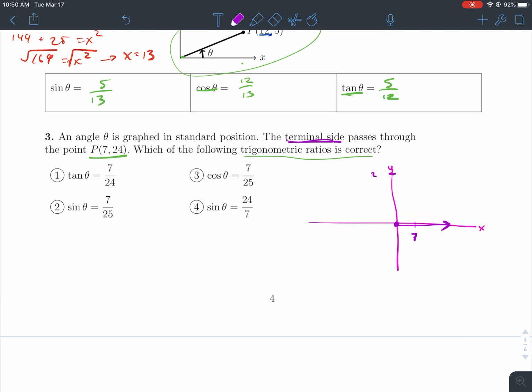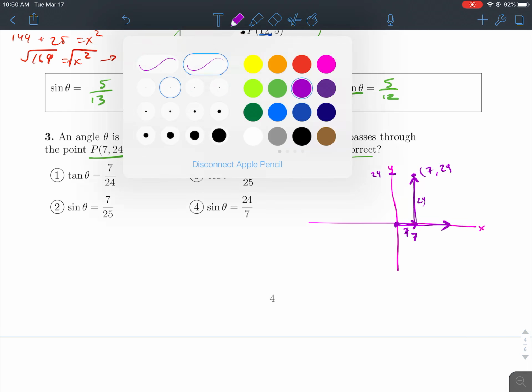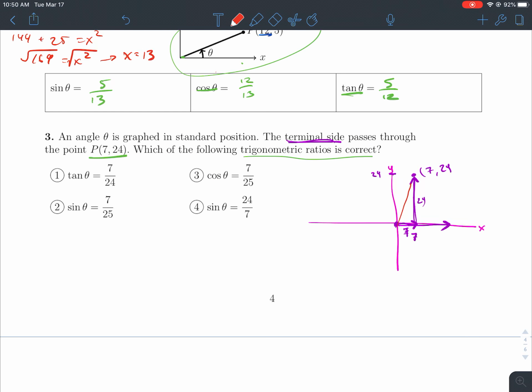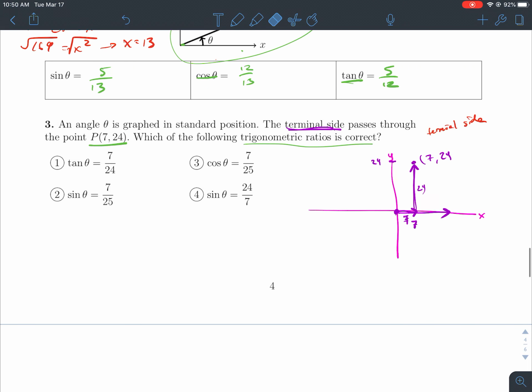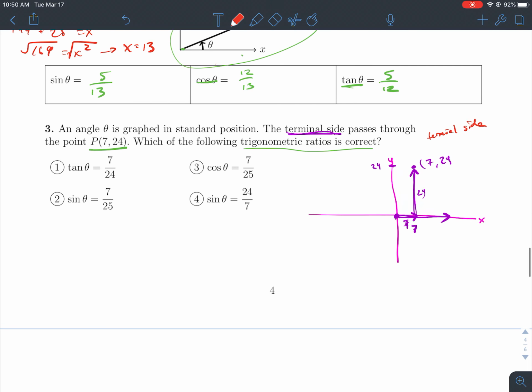So 7 and 24. I'm not going to draw all the tick marks because that would take a really long time. But we know it goes 7 in the x direction, and then 24 in the y direction. And because we go 7 and 24, mentally we're starting to see that triangle as we plot. Because the terminal side goes through this point, we need to draw our terminal side right here. I drew the terminal side a little bit too long, so I'm going to erase that. I'm going to make it so that the terminal side goes to that point.